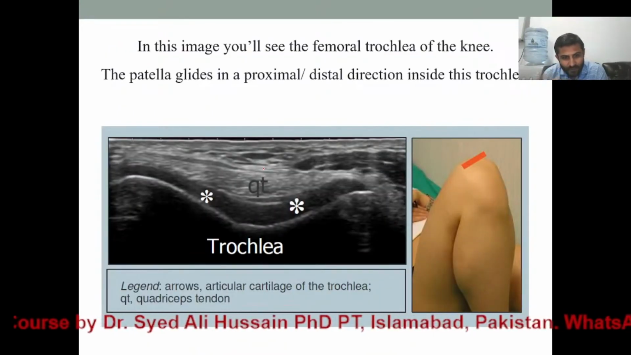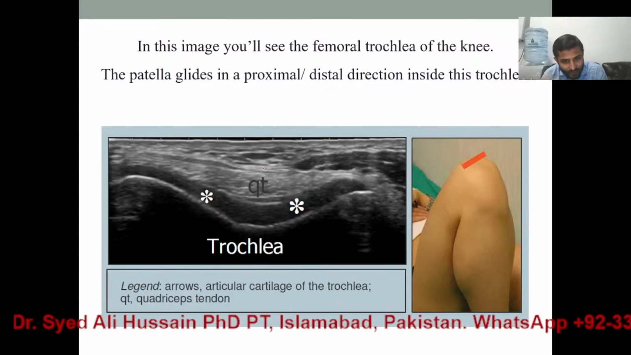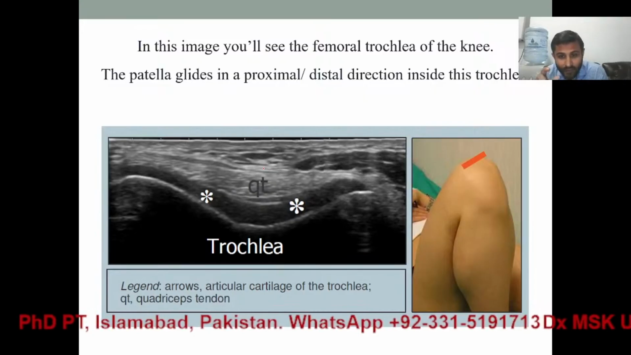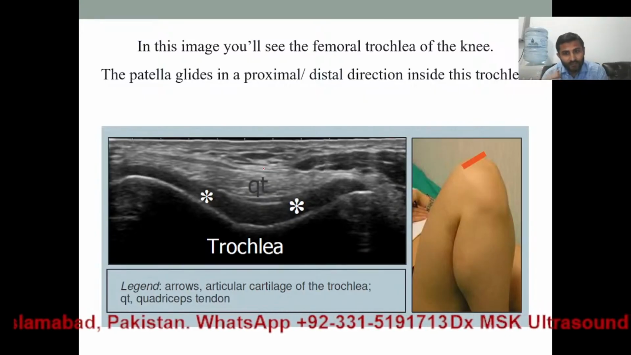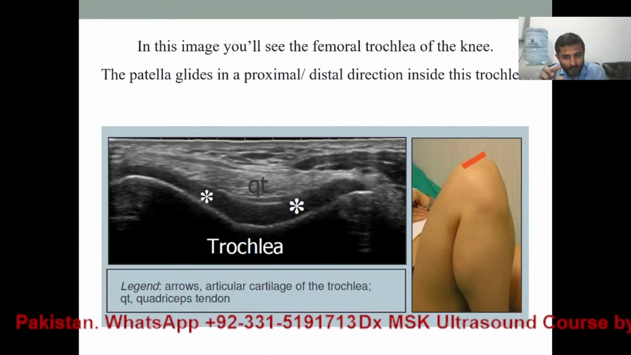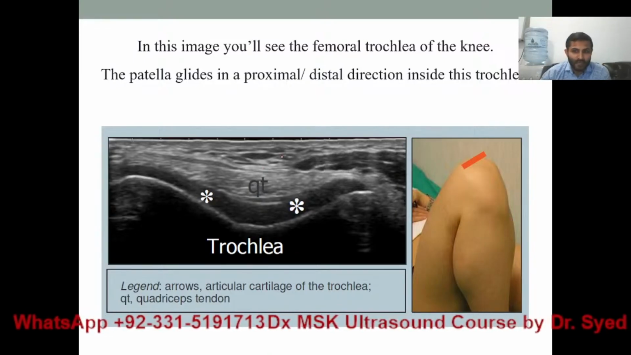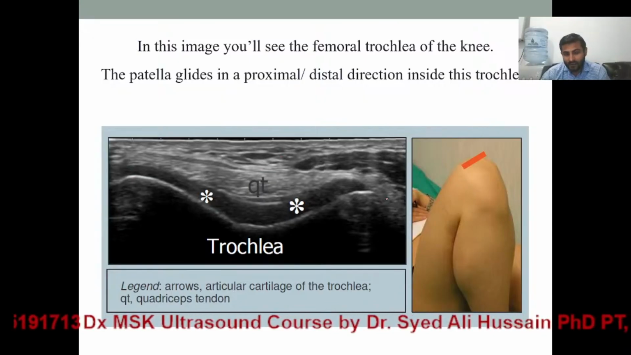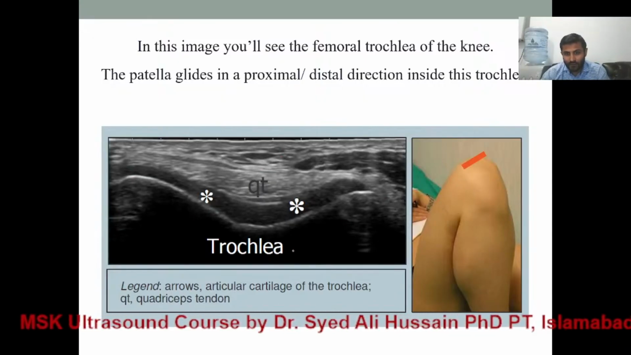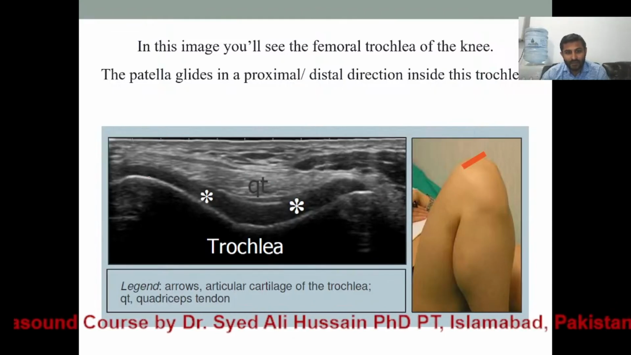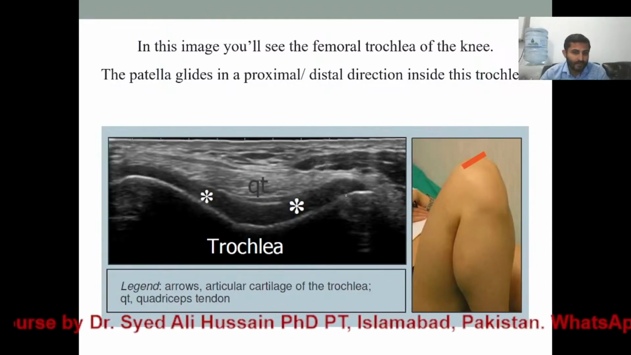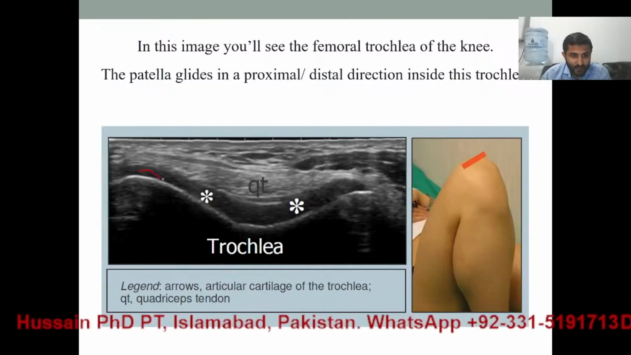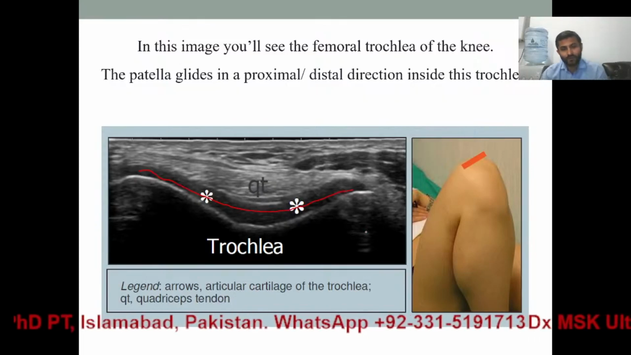Here you can see we want to see the thickness of the quadriceps, the thickness of the femoral cartilage. We can see the thickness of the patella, and we can easily see the patellar cartilage. So this is the trochlea, the femoral trochlea. This is the quadricep tendon, and this is the cartilage of the femur, the femoral condyles. So this whole thing is the cartilage of the femur or femoral condyles.